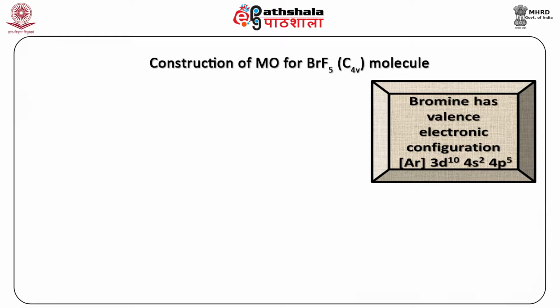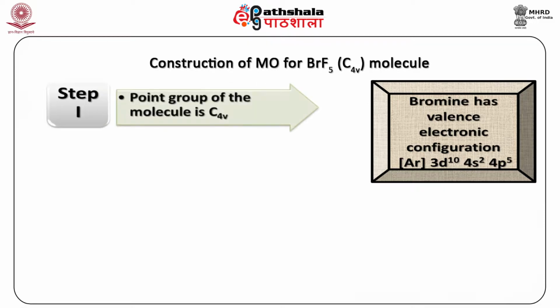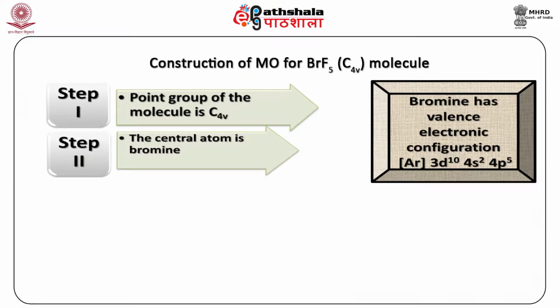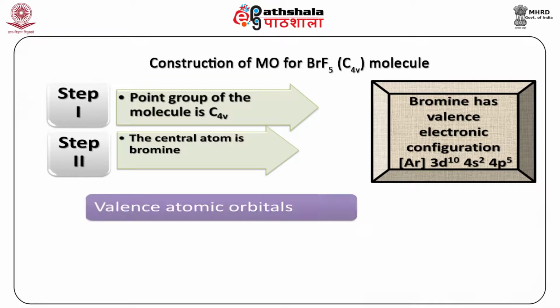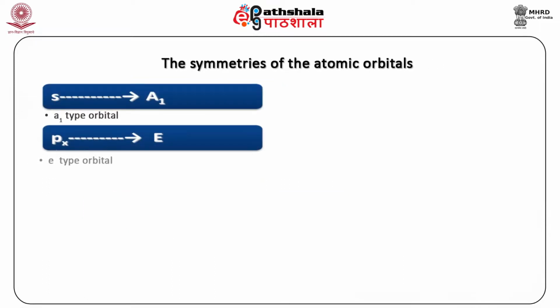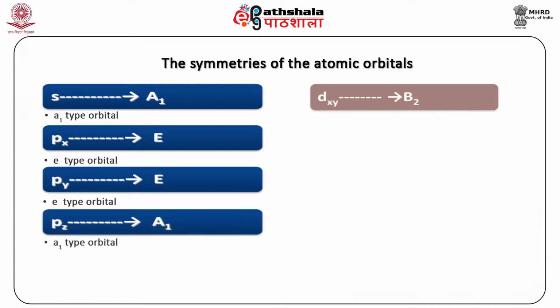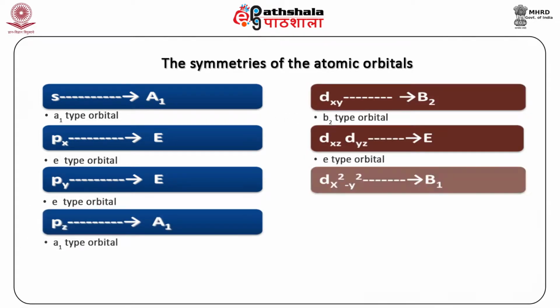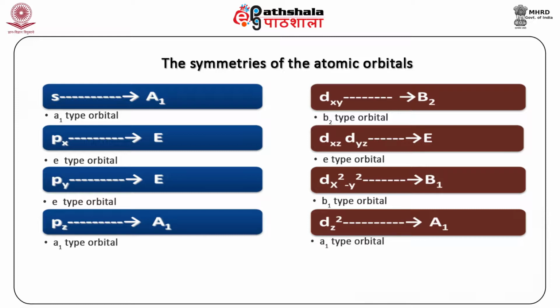Following the various steps: step 1, the point group of the molecule is C4v. Step 2, the central atom is bromine. Bromine has the valence electronic configuration [Ar] 3d10 4s2 4p5. Thus the valence atomic orbitals are one s orbital and three p orbitals, that is 4. The symmetries of these atomic orbitals under C4v can be obtained from the character table of the C4v point group, and these are as given.